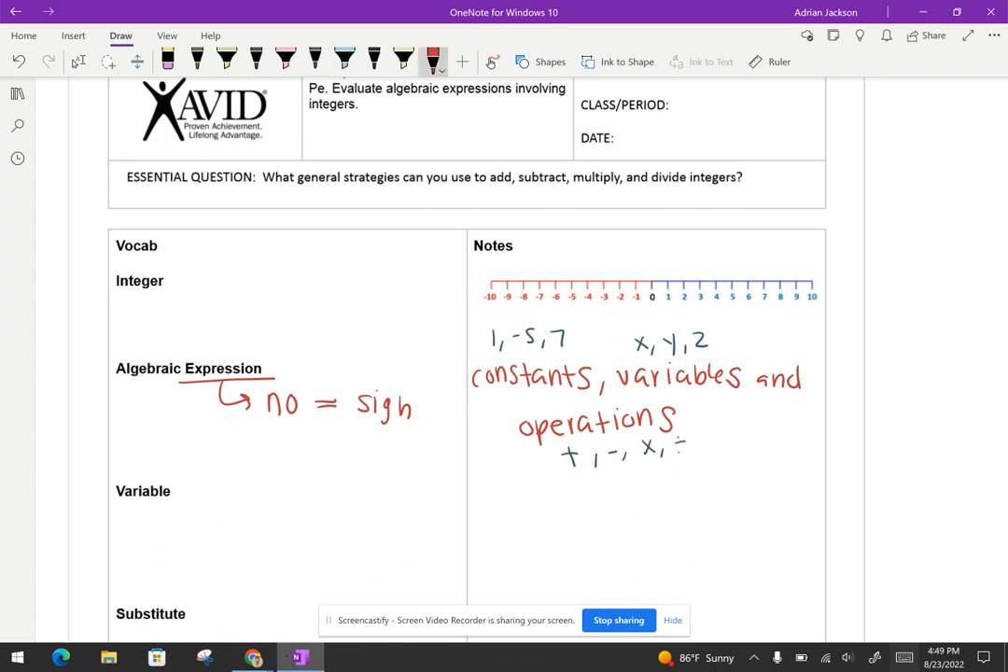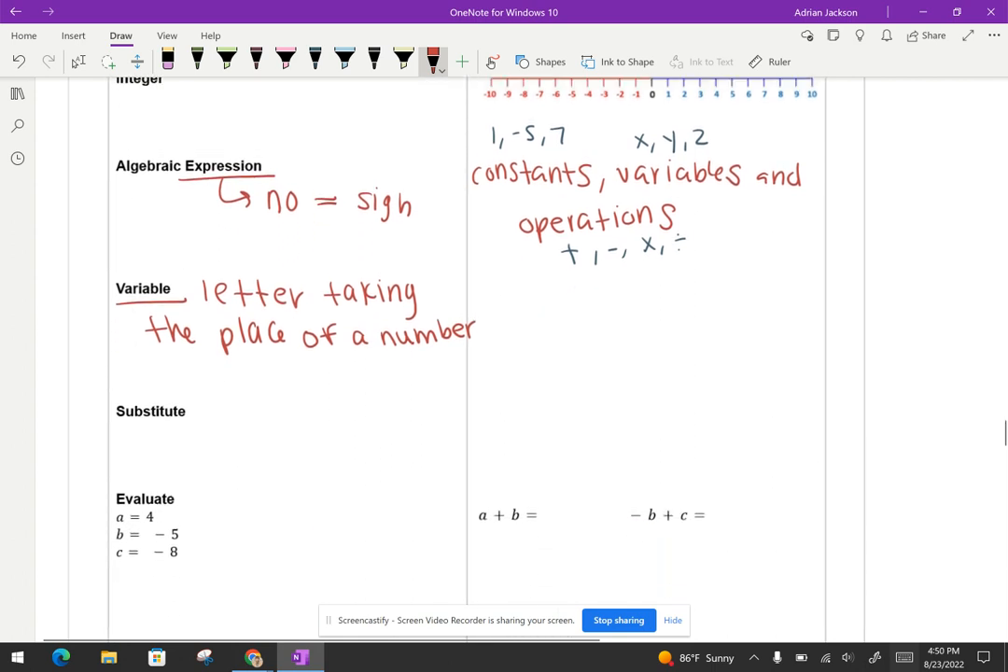A variable, to define this, is in short just a letter, but it's a letter that is taking the place or holding the place of a number. So it's holding the place temporarily until you replace it with another number, which is what we have next here, substitute. To substitute is to replace that letter with an actual number.